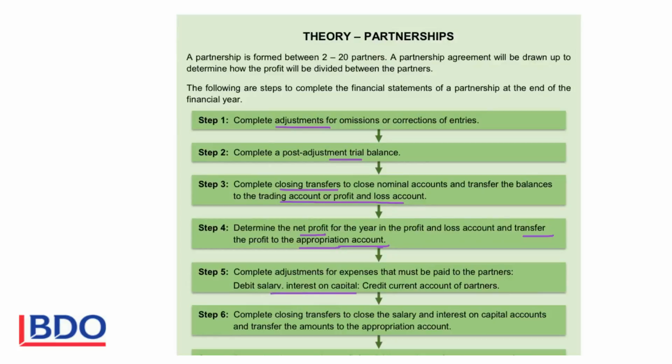And then instead of crediting accrued expense, because we still have to pay these expenses, we will credit the current account of the partners. So that's very important with partnerships. Any expenses that must be paid to the partners will not be recorded in accrued expenses. It will be recorded on the credit side of the current account of the partner, so that we can determine at the end of the year what is the total amount that the partners are entitled to.